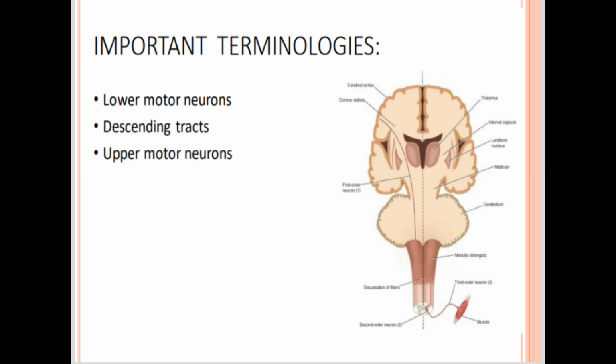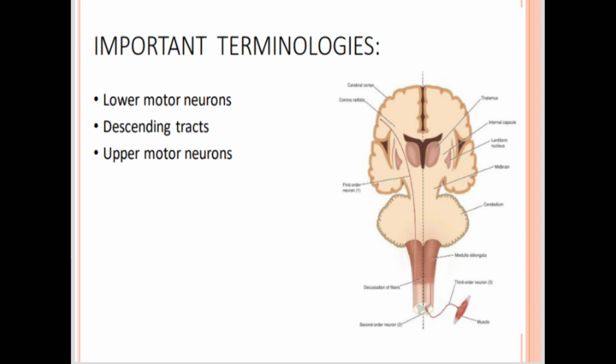First we have lower motor neuron. As you know, in the spinal cord in the anterior gray column there are motor neurons, and these motor neurons give rise to axons that travel in the anterior root and then innervate muscles. So basically, this pathway forms a final common pathway to the skeletal muscles. Then we have descending tracts.